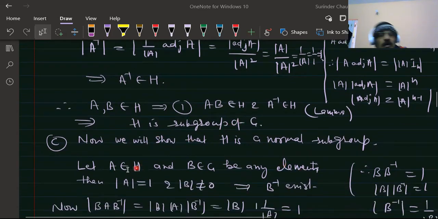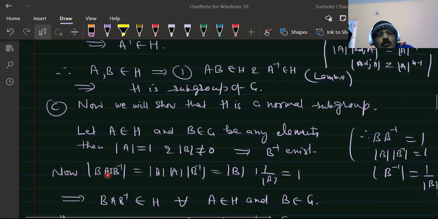For a normal subgroup, let A belong to H and B belong to G. If A belongs to H, determinant of A is equal to 1. If B belongs to G, determinant of B is not equal to 0, so B inverse exists. Then B into B inverse is equal to I. Taking the determinant of the product on both sides, the determinant of the identity matrix is equal to 1. The determinant of a product is the product of the determinants, so determinant of B inverse is equal to 1 upon determinant of B.